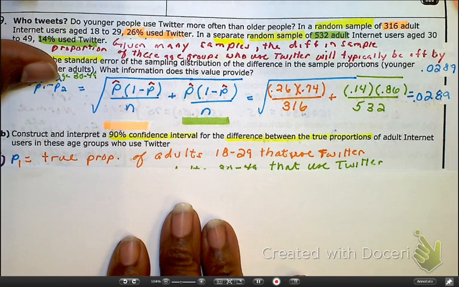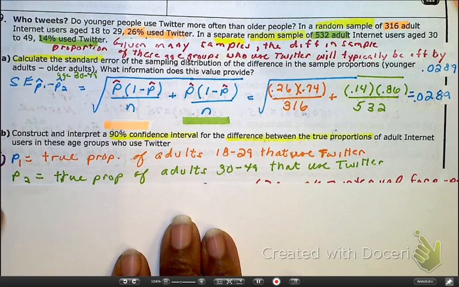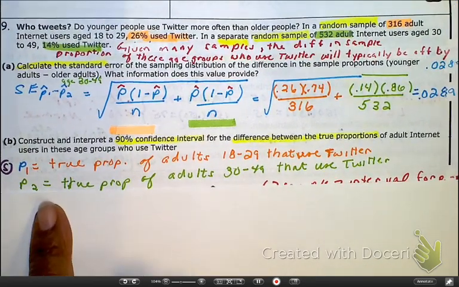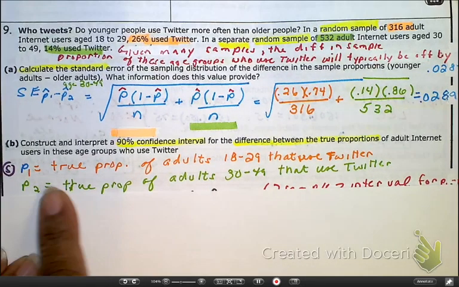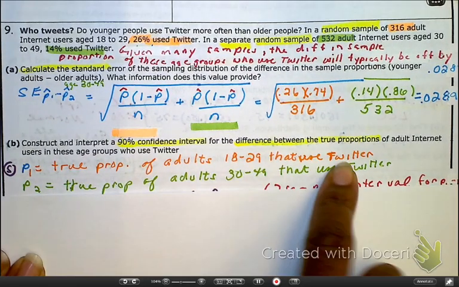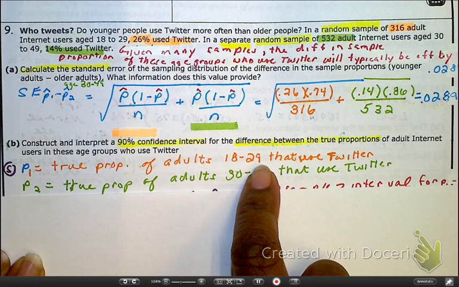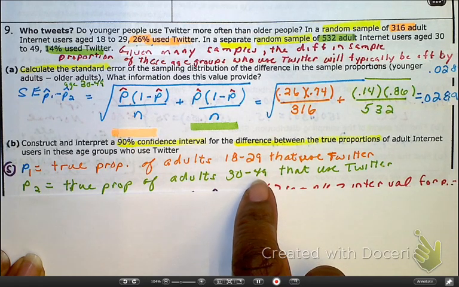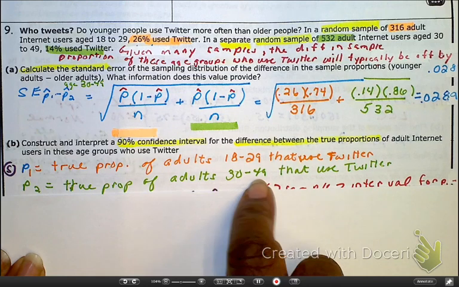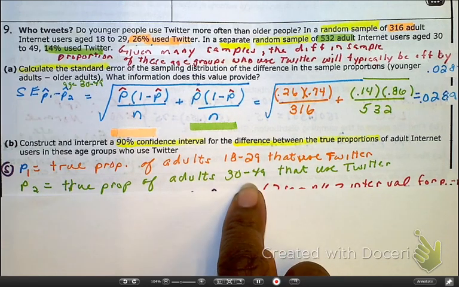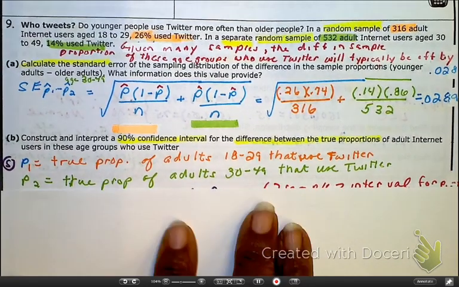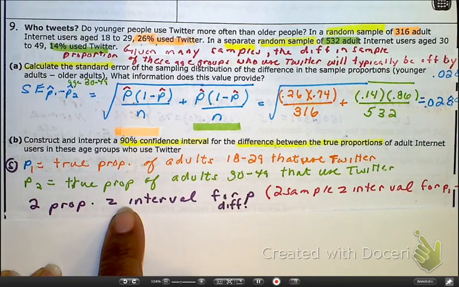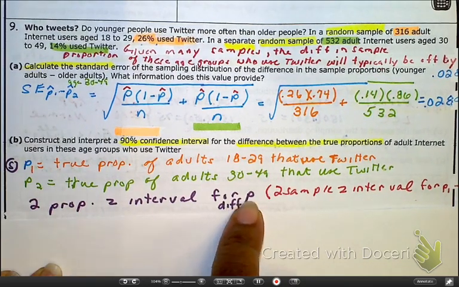Okay, so let's go with the four steps. Now, notice here, this is slightly new. We've got to define two populations. So the true proportion of adults, and I could have used the younger and older, but whatever. Here are the age groups. Notice I tried to stick with the color coding. Here, naming the test, a two proportion Z interval for the proportion difference.